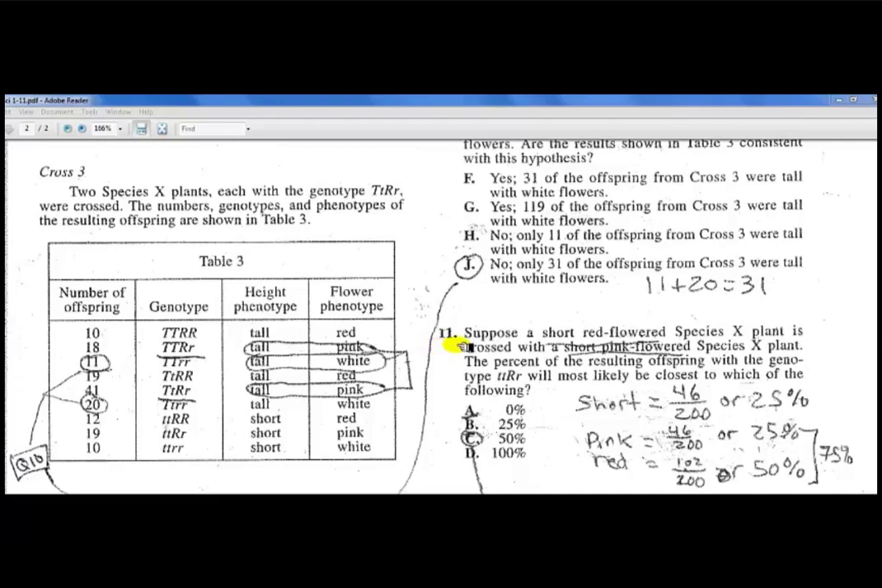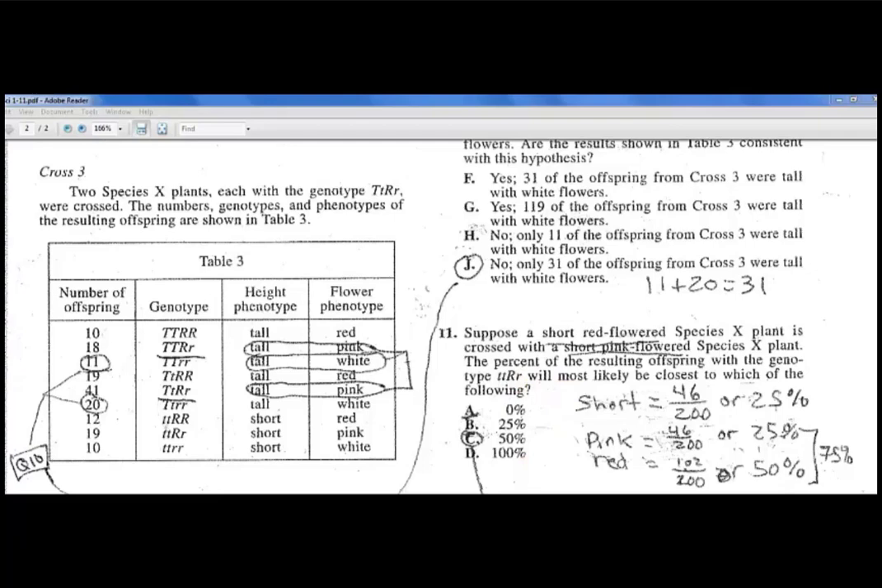Here's what 11 says. Suppose a short red flowered species X plant is crossed with a short pink flowered species X plant. The percent of the resulting offspring with the genotype small t, large R, small r will most likely be closest to which of the following?